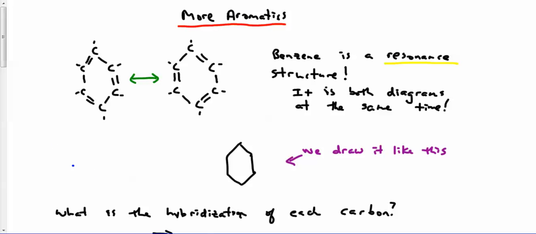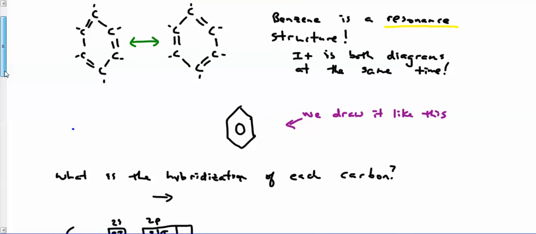We draw this benzene like this. We put a little circle in the middle because if we didn't, somebody might look at this picture and say, oh, it's cyclohexane. But benzene is not cyclohexane. So we put a little circle in the middle so that everybody knows that it's benzene and that it's both of these at the same time.